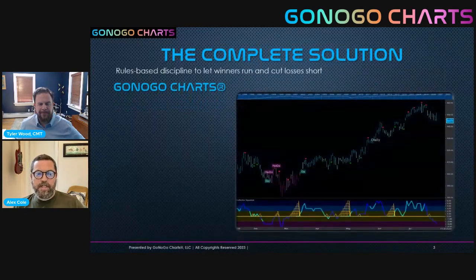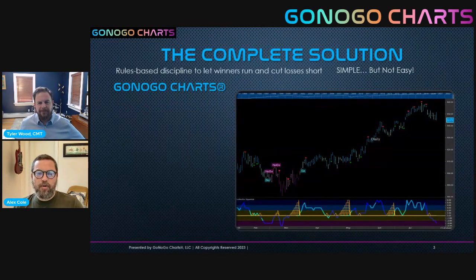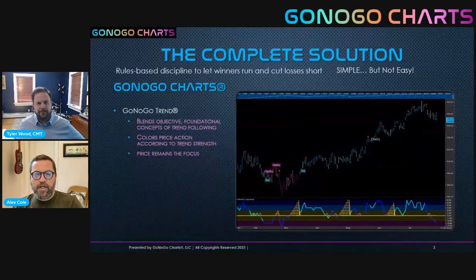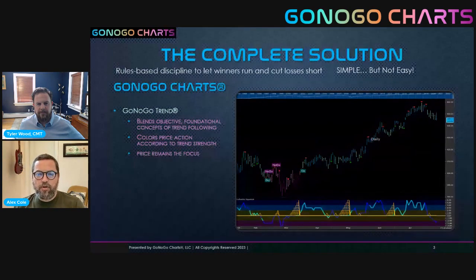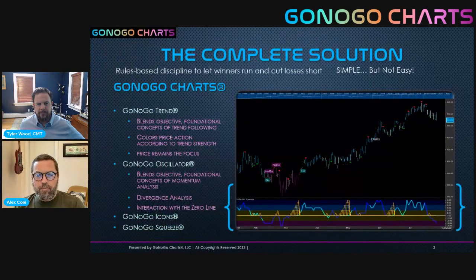Absolutely. And as you said, what we're trying to do is keep all of the information that we need, take a weight of the evidence approach using a disciplined checklist, but keep the chart as simple as possible. So you've seen how we do that when we're looking for trend identification. We've got the GoNoGo trend indicator that blends some of these foundational concepts of trend following into an indicator that color codes the price based on the strength of that trend. And if we can do that, of course, we can profit on that movement in price.